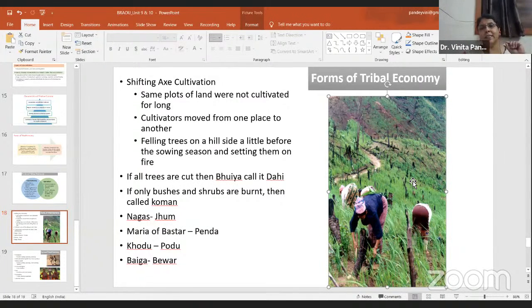Why I'm giving you this example is to tell you all one thing: when we use the word primitive, it is not primitive in their knowledge, not primitive in their technology. Primitive because they have been there for a long time.